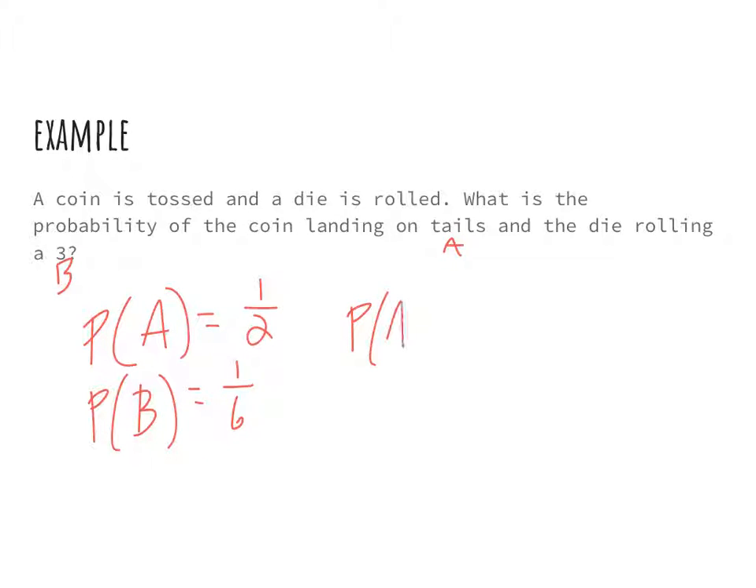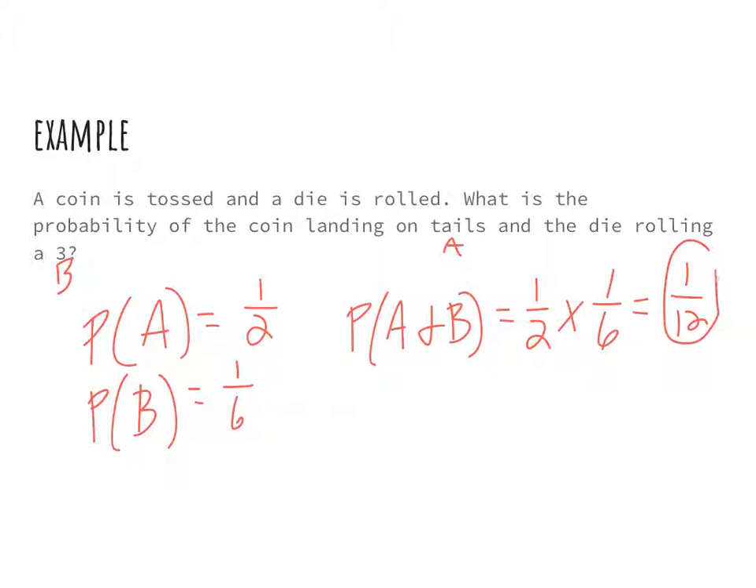So if I want the probability of both happening, A and B, I should take the probability of A times the probability of B. 1/2 times 1/6, I should get 1/12 is the probability of getting tails and a 3 on a roll.